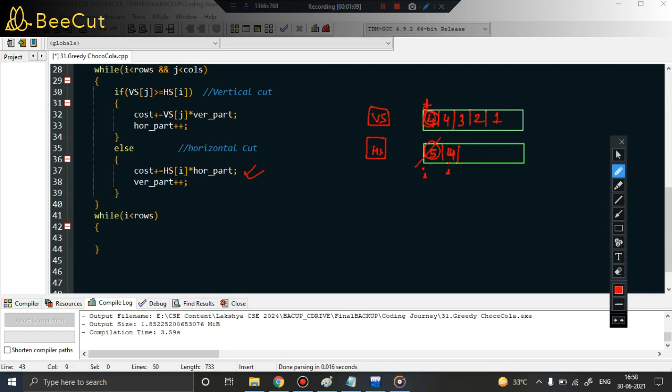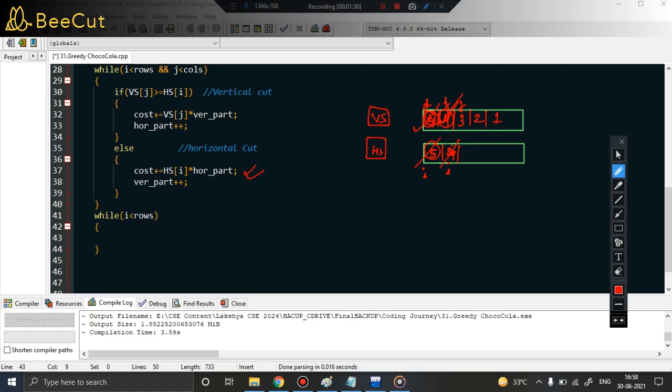Now you compare this to this, and you see that both are equal, so you will pick this element. Again your j pointer will come here. Again you compare this with this, and what will you pick? This element, because they are equal, so you pick from Bs only. Now your j pointer comes to 3, and your i pointer is here at 4, so which will you pick? We will pick this element. You will perform a horizontal cut.